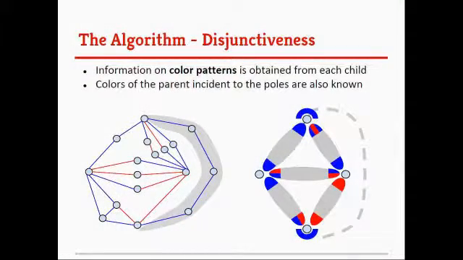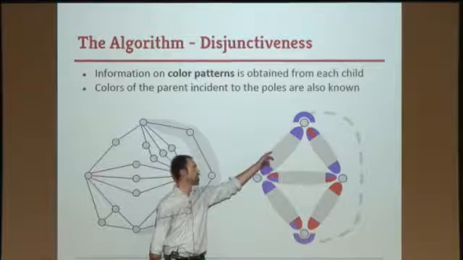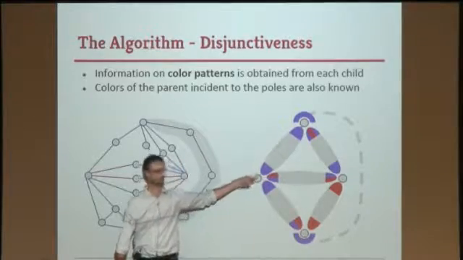A similar work is done for disjunctiveness. This time, the information collected from children is about the color of the incident edges to the poles and the ordering of such edges. For example, these edges have only blue edges incident to the poles, while this one has all blue followed by all red. We call such an ordering a color pattern. A pair of color patterns is collected for each child. We don't have color patterns for the parent this time, but we know which colors are incident to the poles.